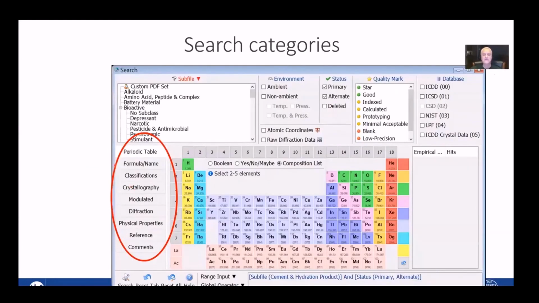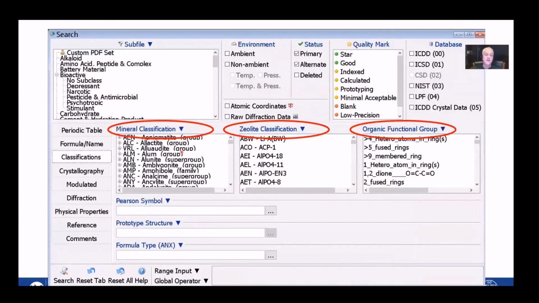We have other categories that you can search beyond just, for example, elemental search. You can look at formula, classifications, crystallography, etc., to do data mining with the database. One of them of interest is classifications. And if I look at that, we have mineral, zeolite, organic functional group. You can also search on Pearson symbol, prototype, formula type. So if you're working with the material and you say, well, I have a prototype, what phases could that match in the powder diffraction file?